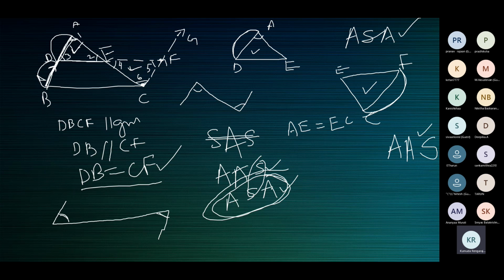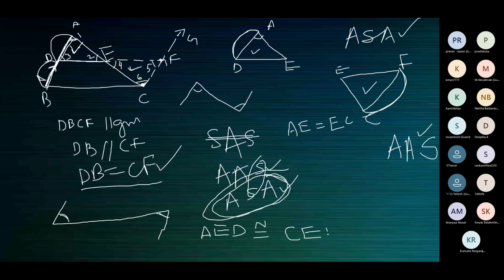Now that they are congruent, what's the order in which you will name the triangles? If you say AED is congruent to, angle A is angle 1, which is equal to angle 6. So we should say C. A goes with C, E goes with E. So CEF. Triangle AED is congruent to triangle CEF. So from this, AE is equal to CE. That we already know.